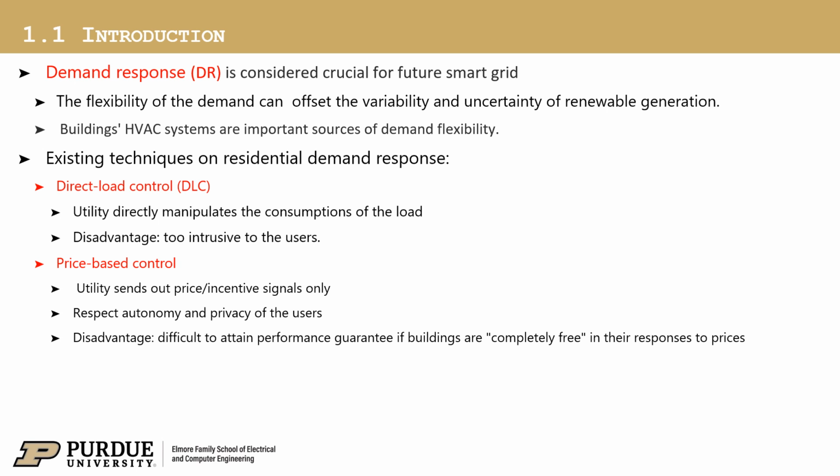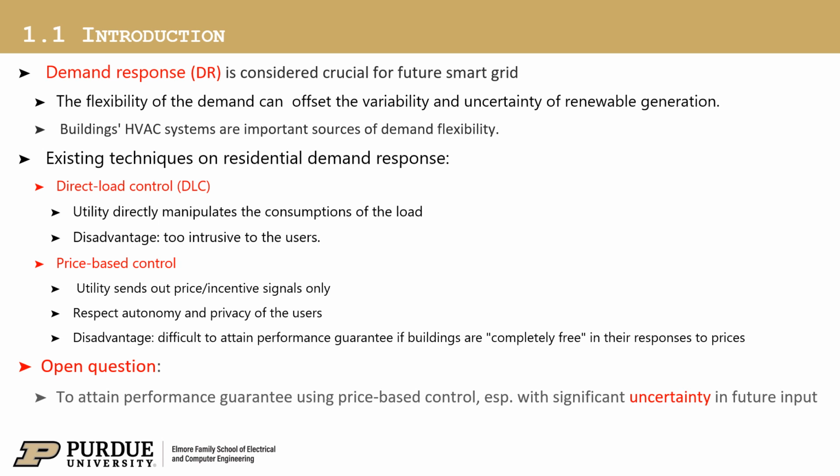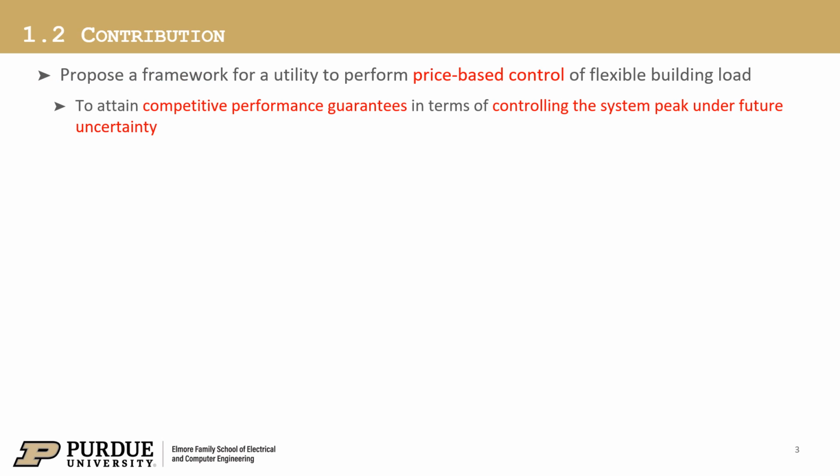However, it is difficult to attain performance guarantee if buildings are completely free in response to their price. So it remains an open question for the utility using price-based control to attain performance guarantee, especially when there is significant uncertainty in future inputs. To solve this open question, we propose a framework for the utility to perform price-based control with competitive performance guarantee in terms of controlling system peak.